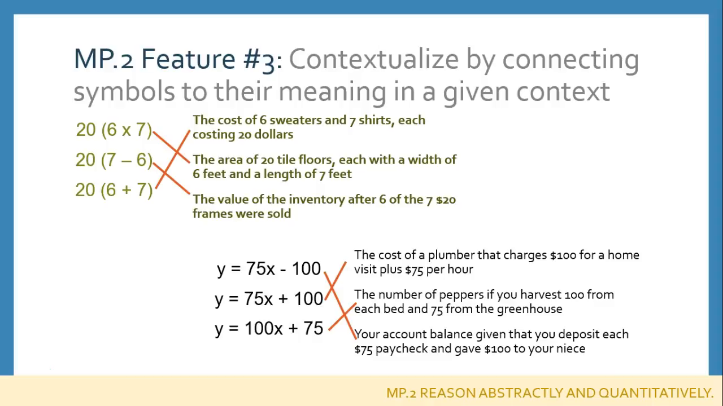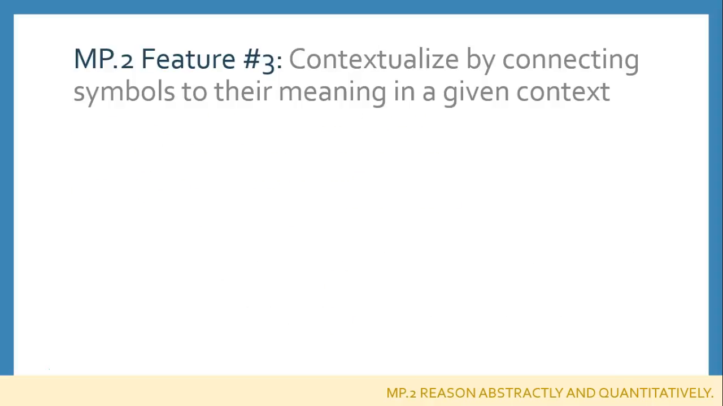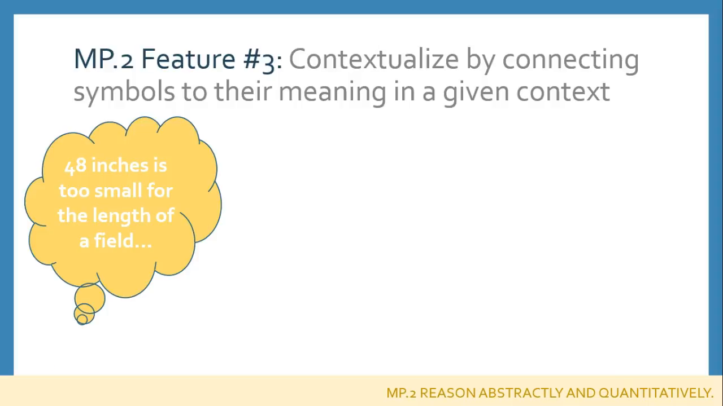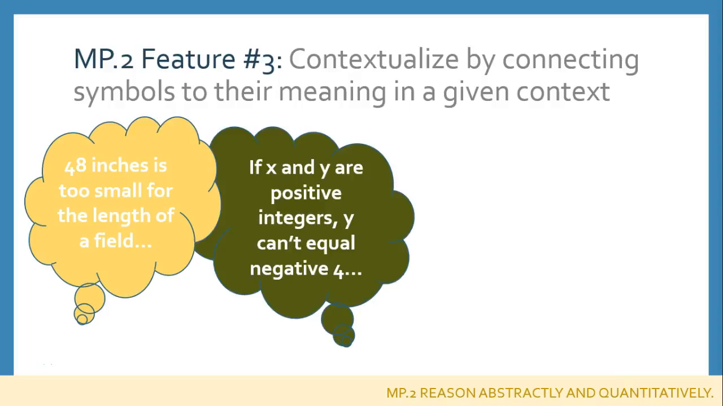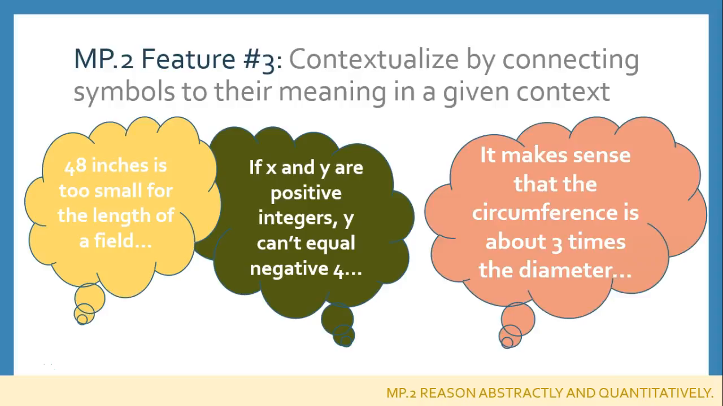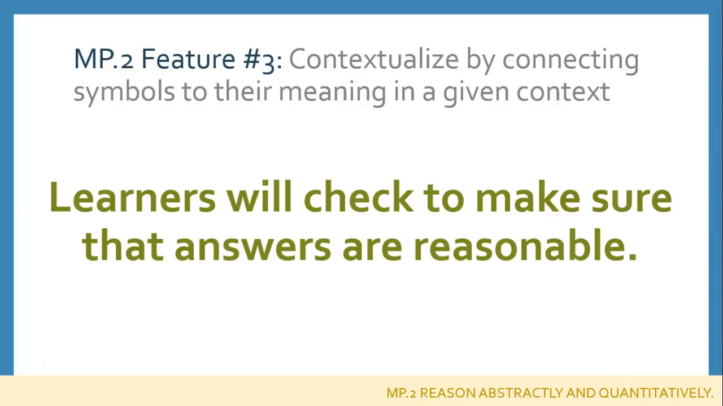Also, at any level, students could determine which solutions were reasonable or unreasonable based on the context of the problem. For example, they may think 48 inches is too small for the length of a field. Or, if x and y are positive integers, y can't equal -4. Or, it makes sense that the circumference is about 3 times the diameter. By encouraging learners to contextualize by connecting symbols to their meaning in a given context, you'll see them checking to see if their answers are reasonable based on the information they were given.